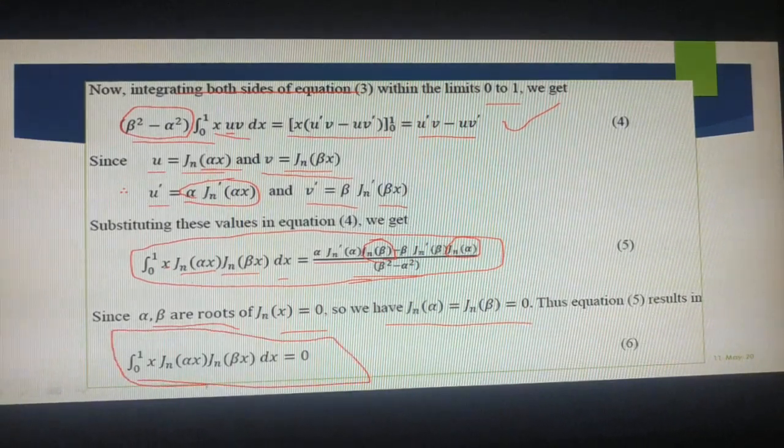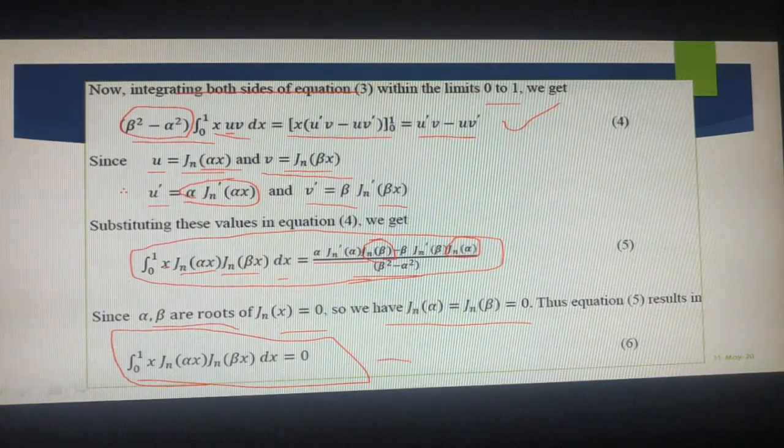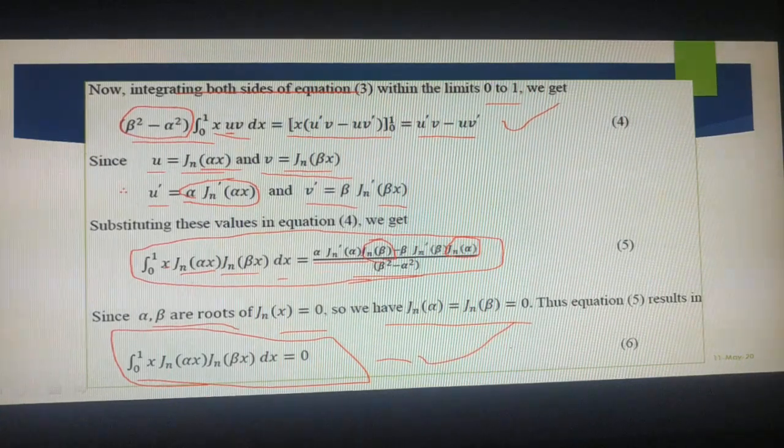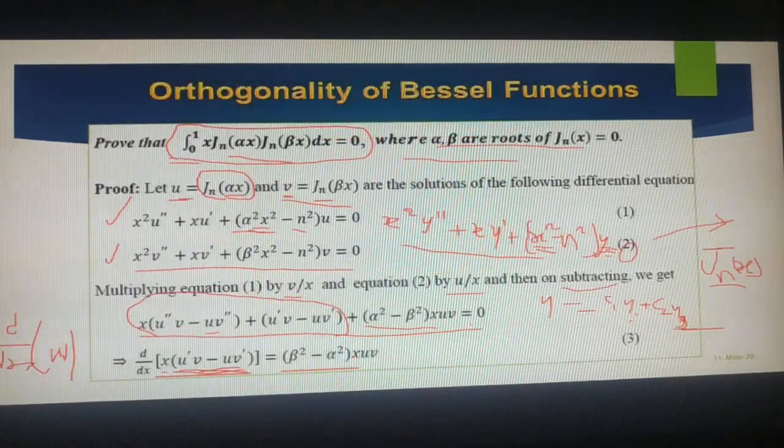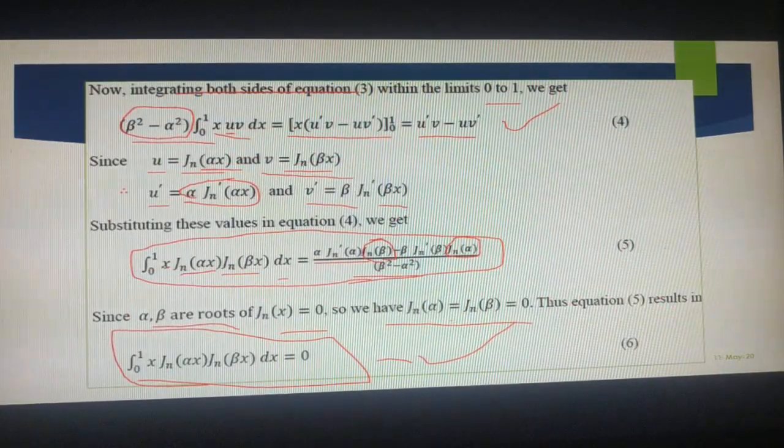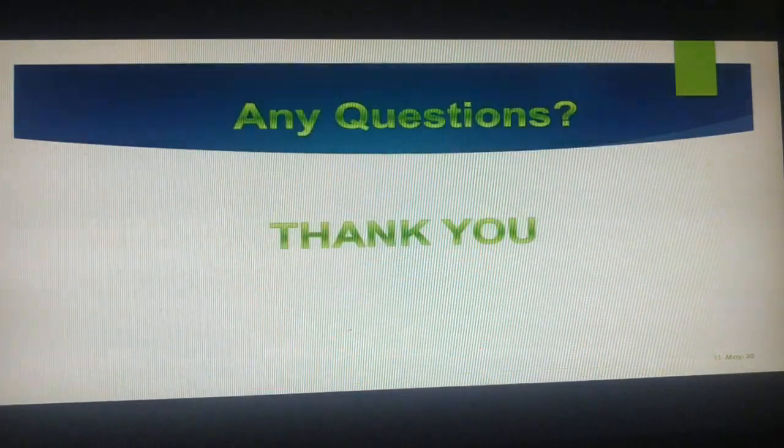Okay, now we got this integral 0 to 1 x jn of alpha x jn of beta x dx, which is equal to 0. So this is a peculiar result which we call Bessel's orthogonality property, orthogonality of the Bessel function. So please go through this particular derivation, it is very important for the UT examination. Okay, if you have not understood, you can ask me again, because some steps are directly written, and I hope that if you work it out roughly you will get all those steps, and please do it on your own, right?